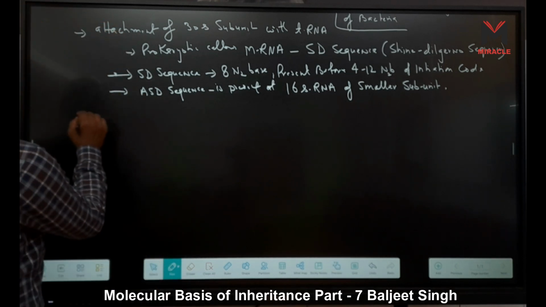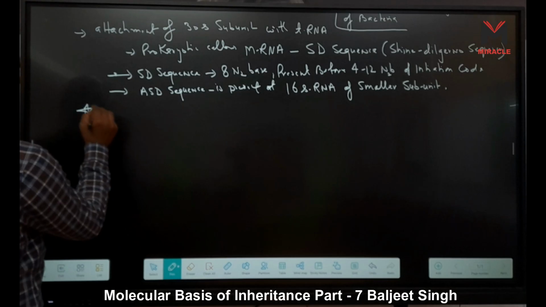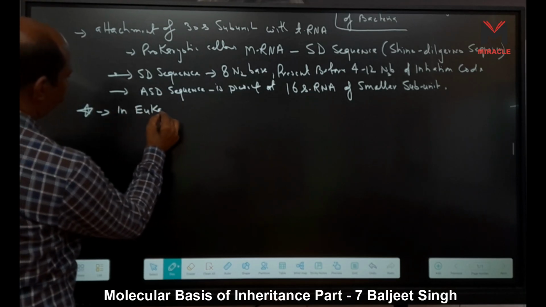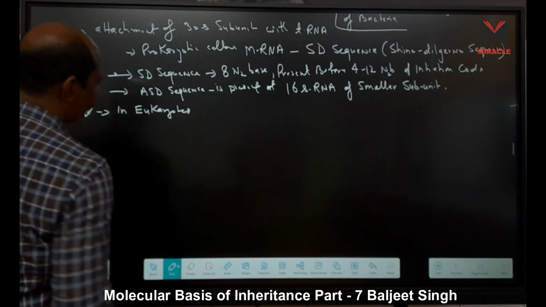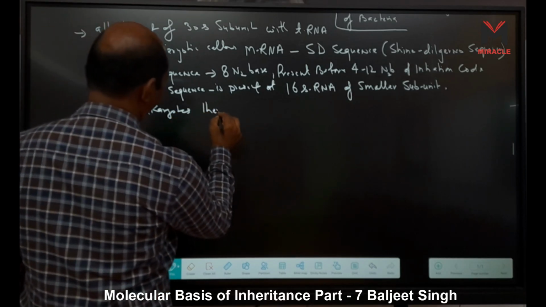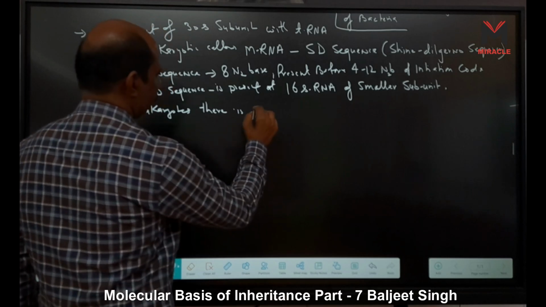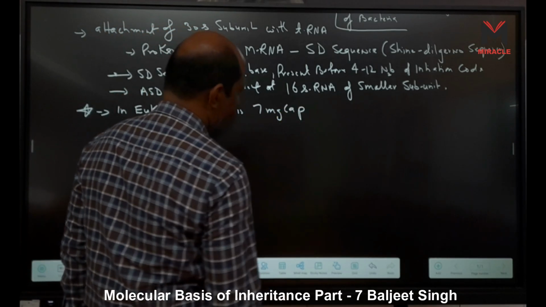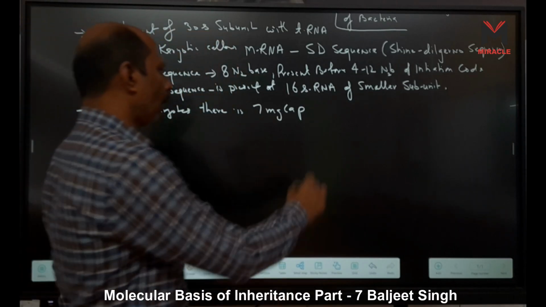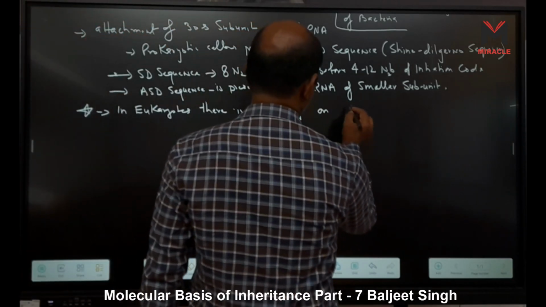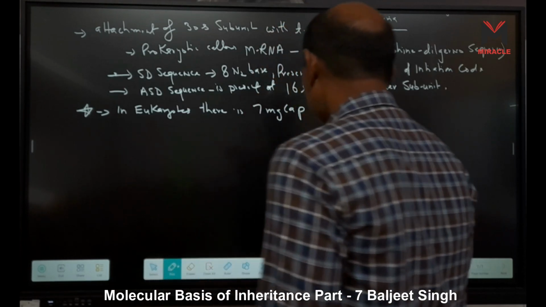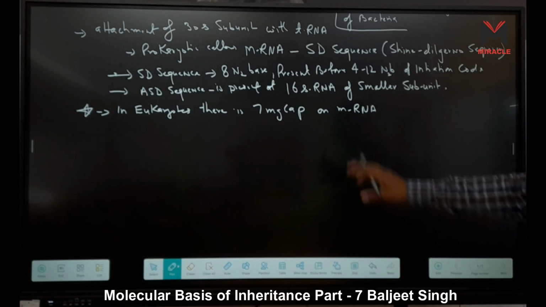We should write here a specific point, right? That is, in eukaryotes there is a 7-methylguanosine cap, the 7mG cap, on the mRNA. This mRNA, we know, is monocistronic messenger RNA, right?